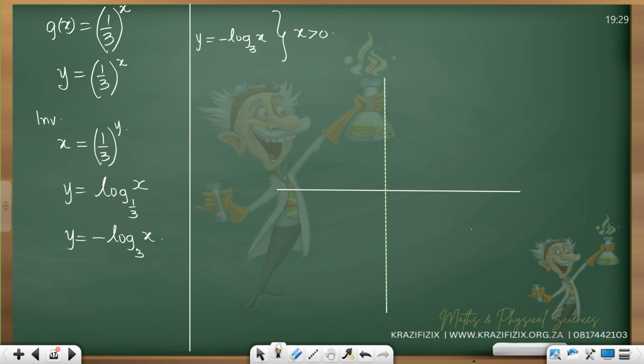Next thing is you want to find your x-intercept. What do you make y equal to? 0. Negative log base 3 of x equals 0. All right. Divide both sides by negative. That's fine. 3 to the power 0 equals what? x. And what is x? 1. So I see 1.